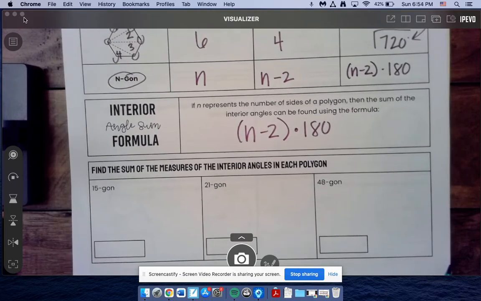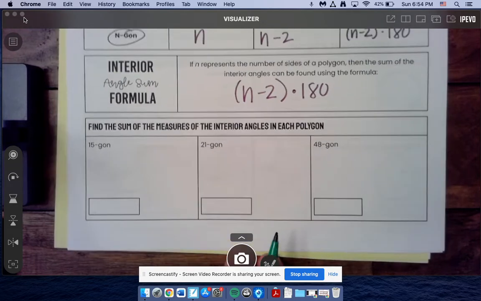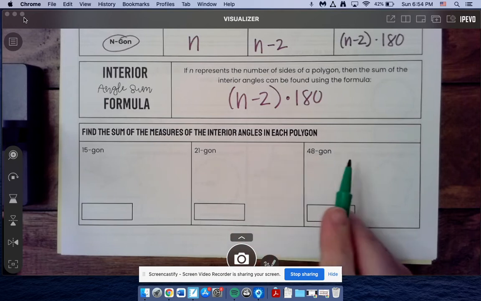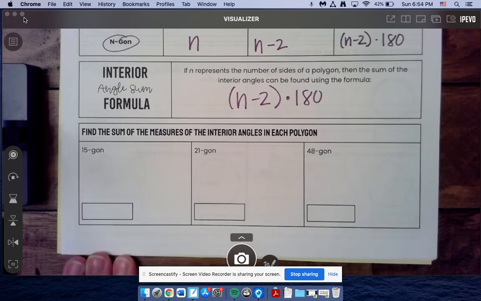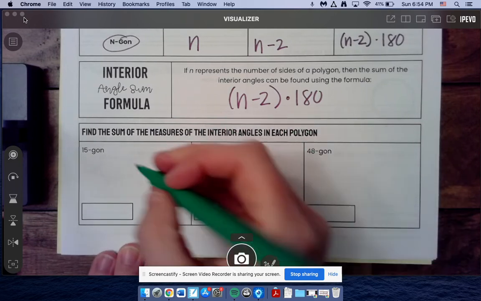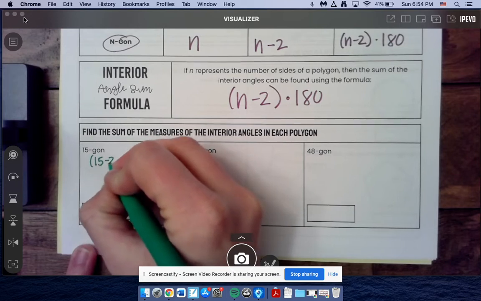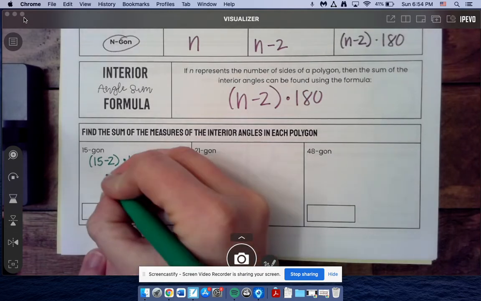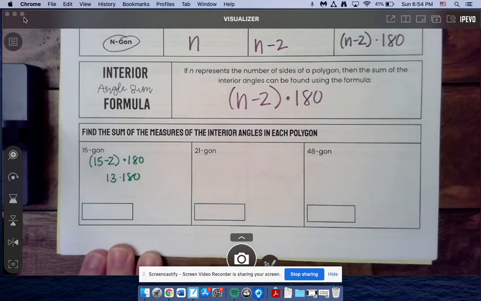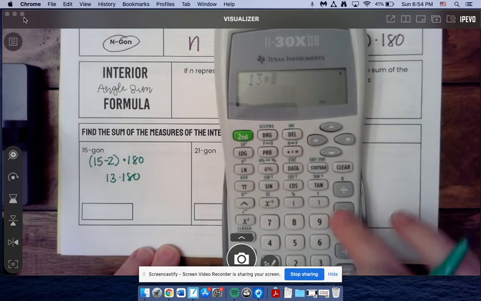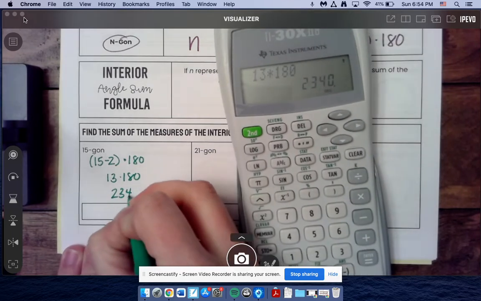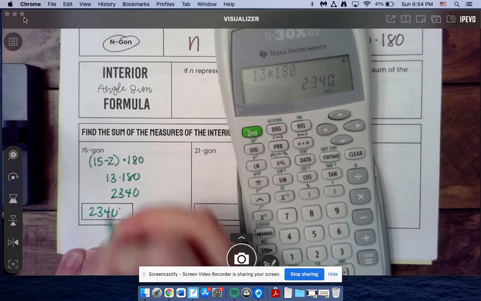Okay, let's try these bottom ones here. Very straightforward. It says find the sum of the measures of the interior angles in each polygon. So a 15-gon, we're wondering what all the angles inside a 15-gon have to add to. Well, you just plug into our formula. 15 is the number of sides, so 15 minus 2 times 180. 15 minus 2 is 13. 13 times 180. I don't know off the top of my head, but we'll figure it out. 2,340. So a 15-gon has 2,340 degrees in it.